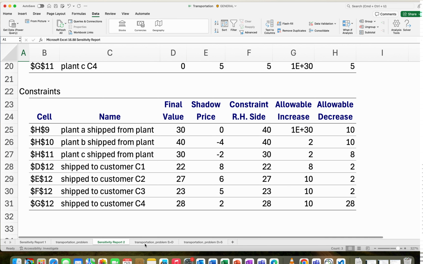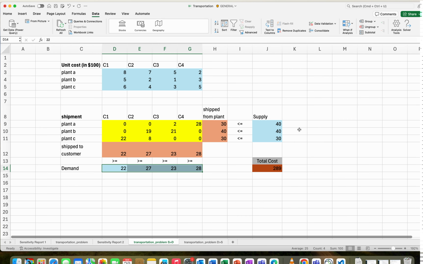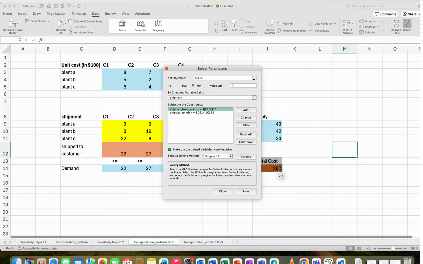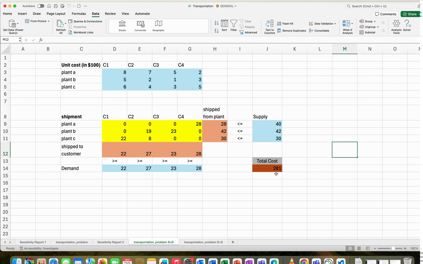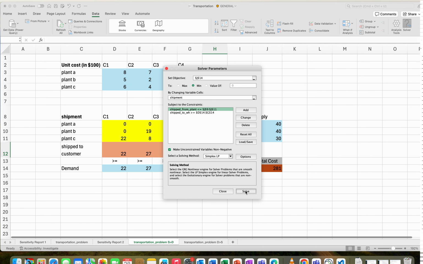Now let's examine by changing and seeing how the cost function changes. So let's go ahead and increase the supply of plant B by 2 units. From 40, I make it 42 and I click on the solver. What I can expect is that the total cost will become 281. Like expected, the results led to a decrease of minus 4 into 2, which is 281. So if the management has to increase the capacity at some plant and reduce the cost, it would be at plant B.